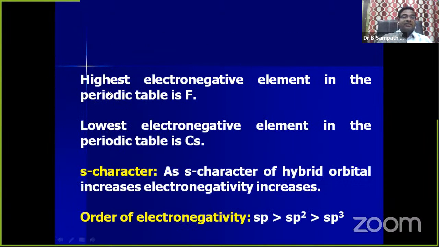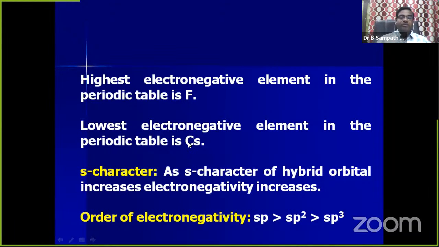So children, the highest electronegative element in the periodic table is fluorine. The highest electron affinity element is chlorine, but the highest electronegative element is fluorine in the periodic table. The lowest electronegative element in the periodic table is cesium.